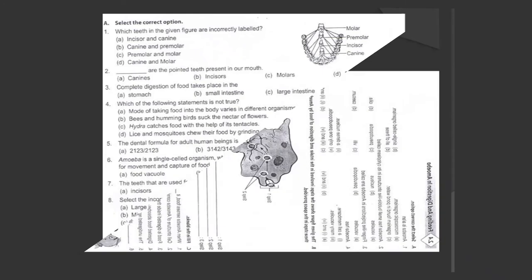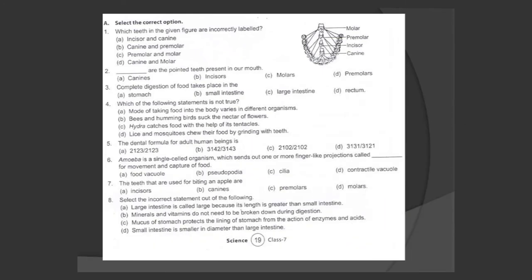Second one. Next, select the correct option. On the side there is the structure of teeth, the lower jaw. In it, first molar, premolar, incisors, canine. We have already seen the first diagram. Molar, premolar, incisor, canine. So select the correct option: which teeth in the given figure are incorrectly labeled? It is incisors and canine.